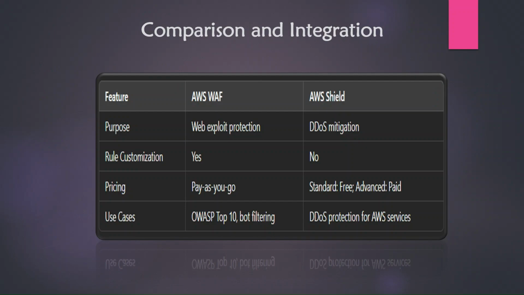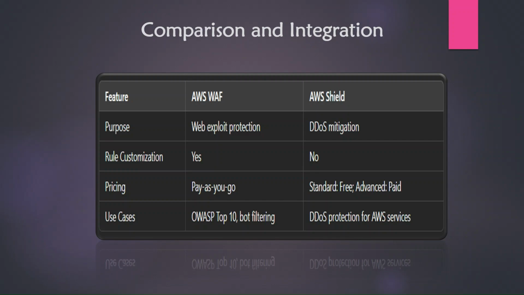The next thing is pricing. So AWS WAF is pay as you go. Charges are based on the number of web access control lists and rules you create, along with the amount of traffic processed. AWS Shield is free for basic DDoS protection, which is automatically applied to all AWS resources. Shield Advanced, which offers additional protections like 24/7 support and cost protection during an attack, comes with a monthly fee.